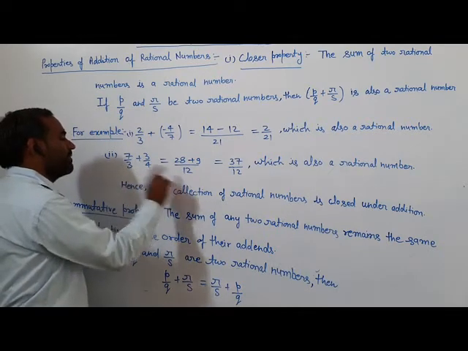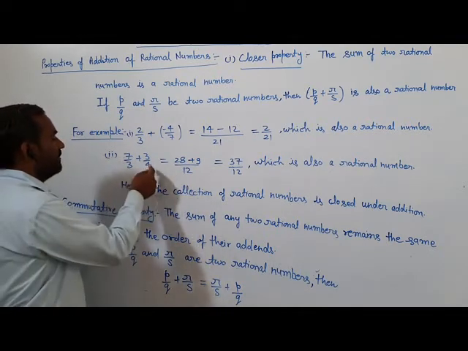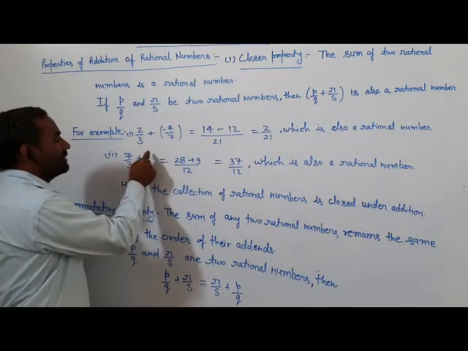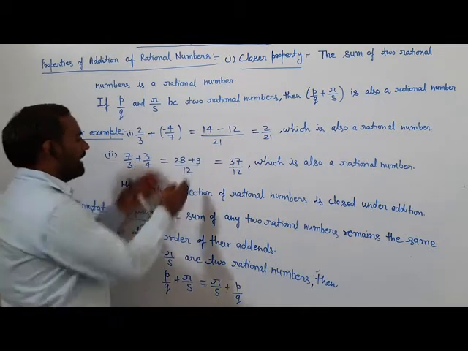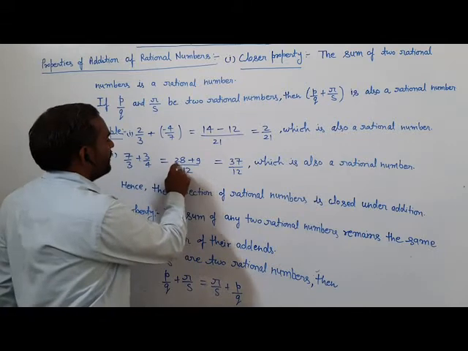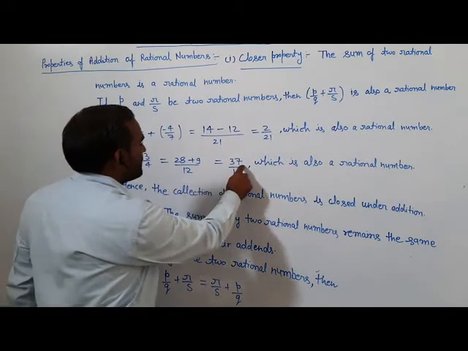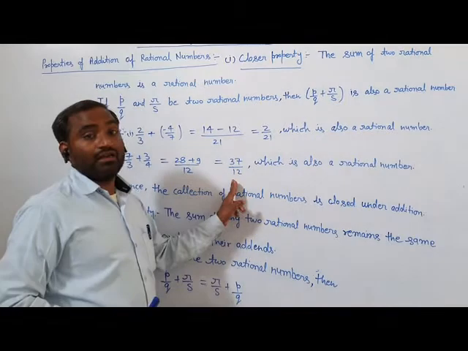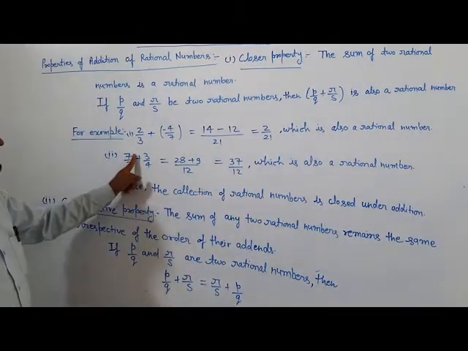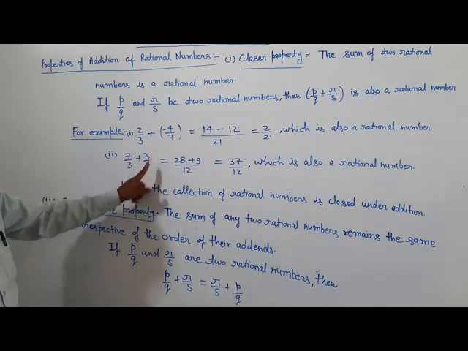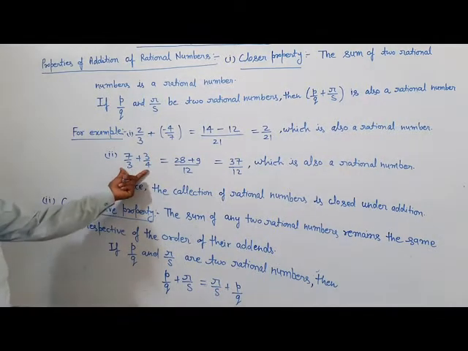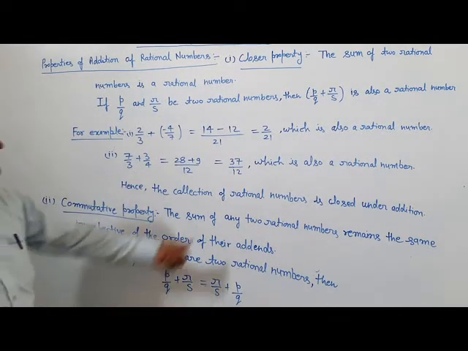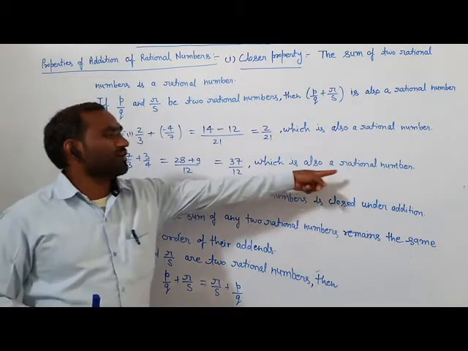Divide 12 by 4, we get answer 3. We have to multiply 3 into 3. 3 3s are 9. When we add both, we get 28 plus 9 is equal to 37. 37 by 12. 37 by 12 is a rational number. Here 7 by 3 is a rational number. 3 by 4 is also a rational number. Both are rational numbers. When we add, we get 37 by 12, which is also a rational number.